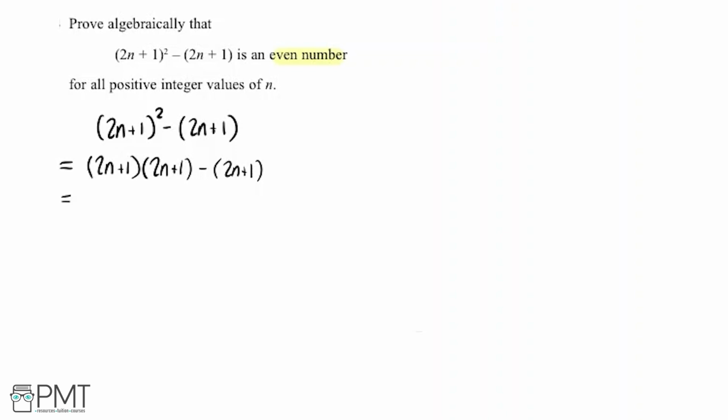Okay, so now to multiply these brackets, we need to multiply every element with each other. Now I like to use a method called FOIL. And this stands for front, outside, inside, last.